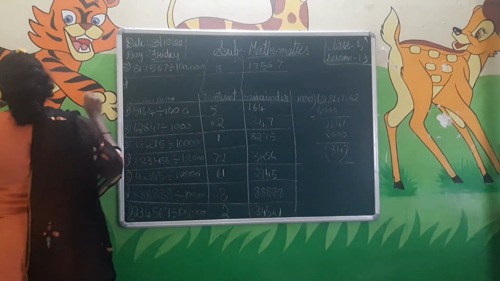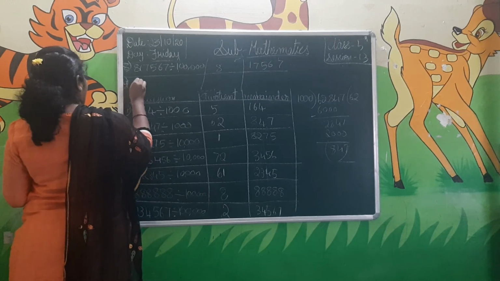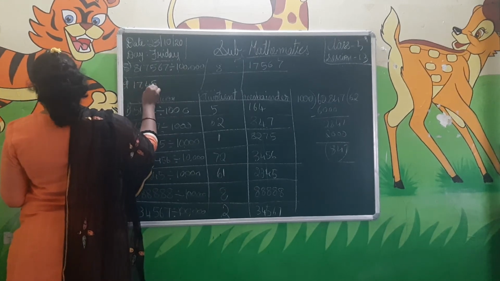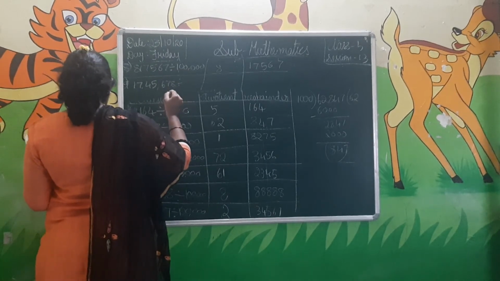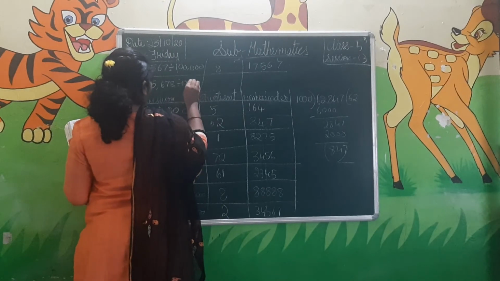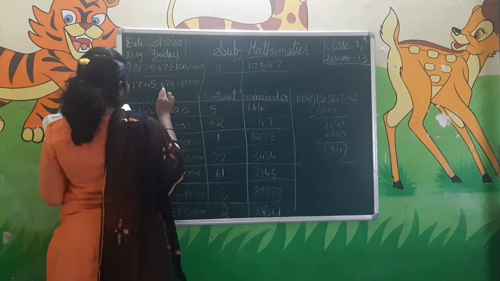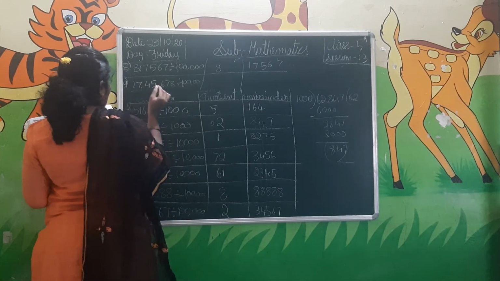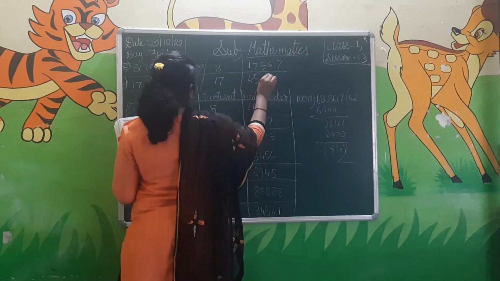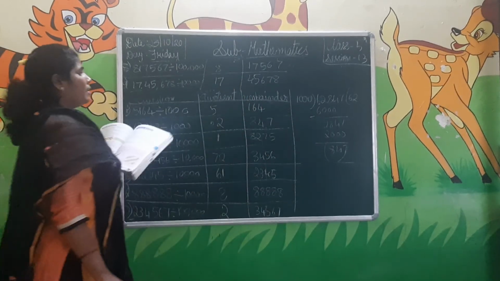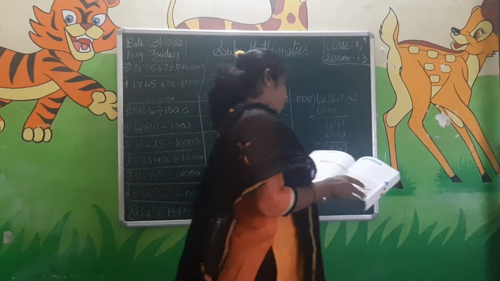And 9th one is 17,45,678 divided by 1 lakh. Okay, here they have given 6 digits, 1, 2, 3, 4, 5, 6. So 17 is the quotient and 45,678 is the remainder. Okay, this completes your exercise and also chapter 3.